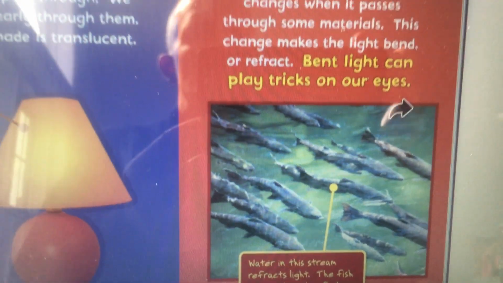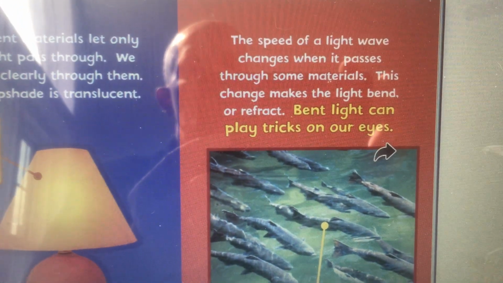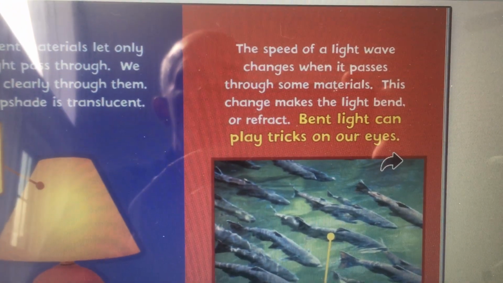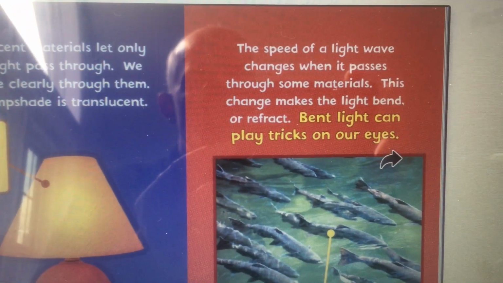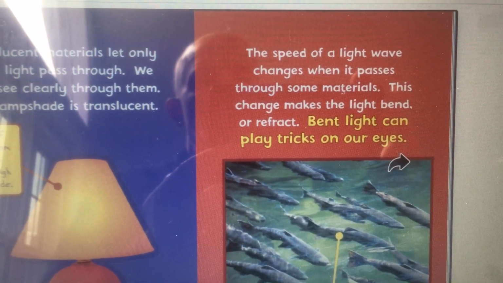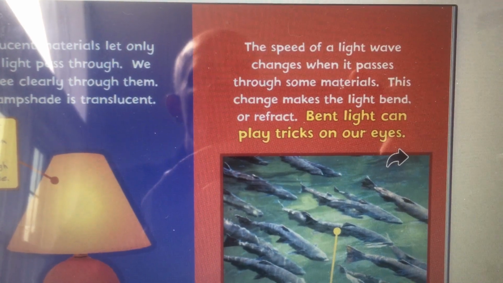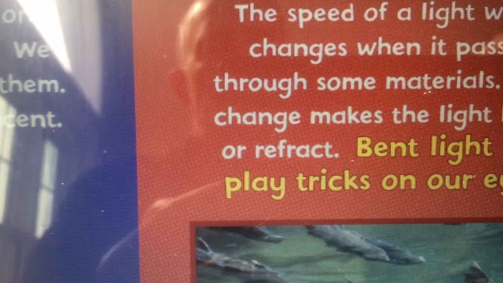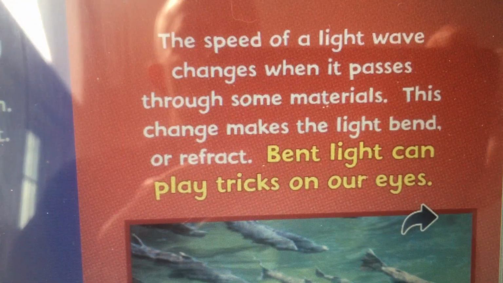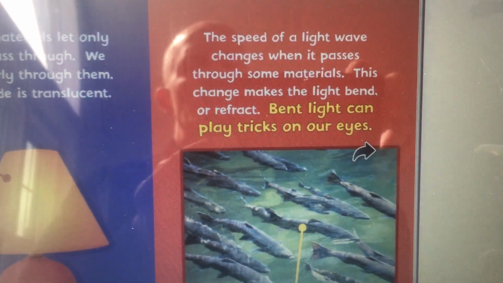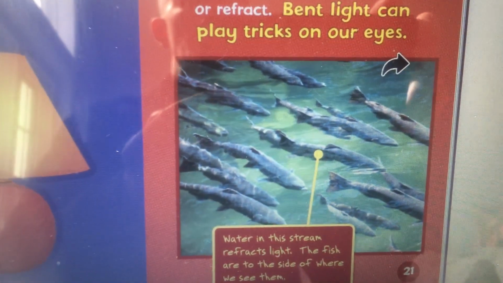Oh, here's a cool idea. On page 21, the speed of a light wave changes when it passes through some materials. This change makes the light bend or refract. There's another cool science word. To refract is to bend light. Bent light can play tricks on your eyes.